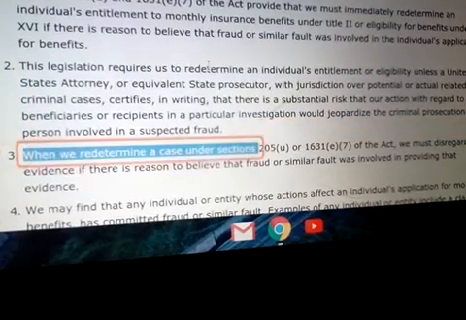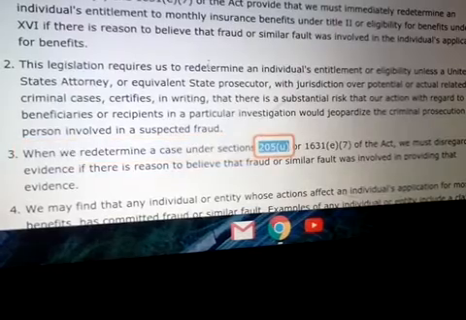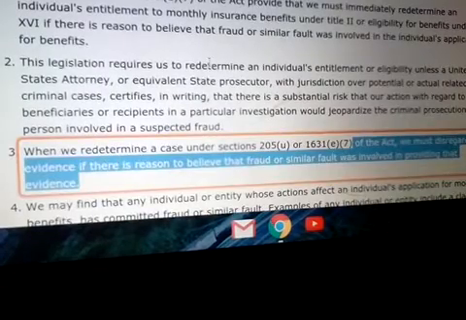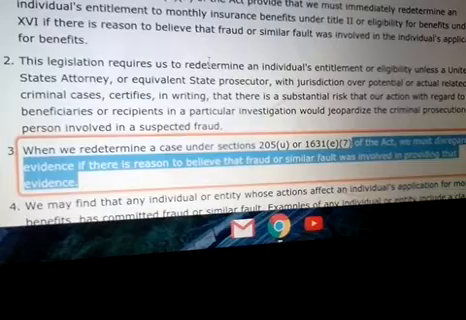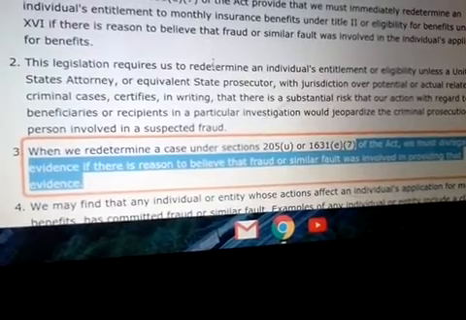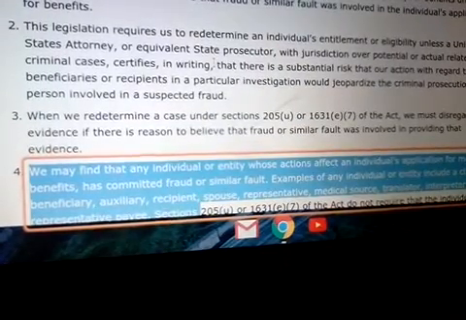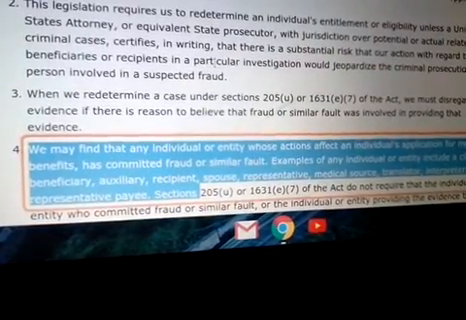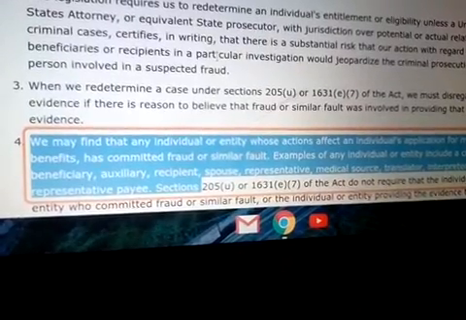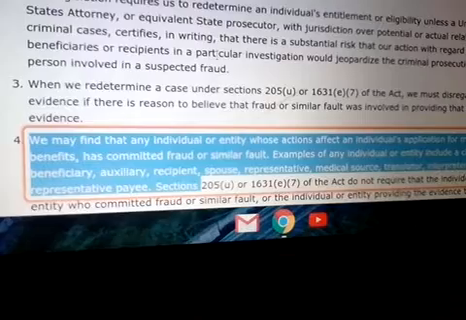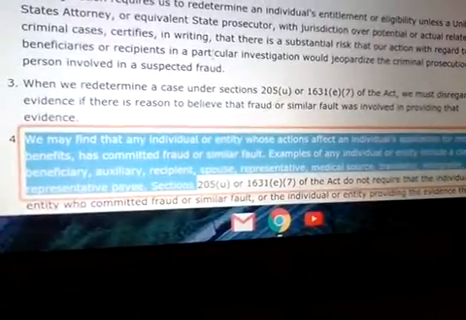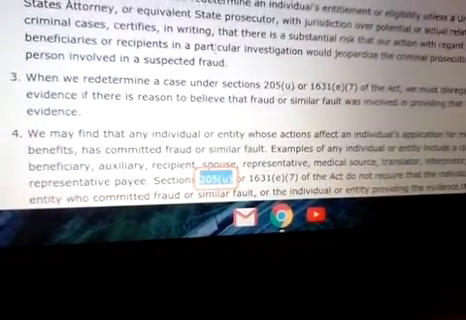3. When we redetermine a case under Sections 205(u) and 1631(e)(7) of the Act, we must disregard evidence if there is reason to believe that fraud or similar fault was involved in providing that evidence. 4. We may find that any individual or entity whose actions affect an individual's application for monthly benefits has committed fraud or similar fault. Examples of any individual or entity include a claimant, beneficiary, auxiliary, recipient, spouse, representative, medical source, translator, interpreter, and representative payee. Sections 205(u).